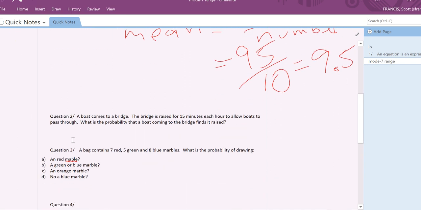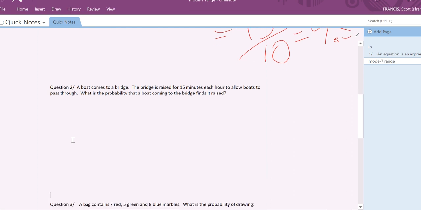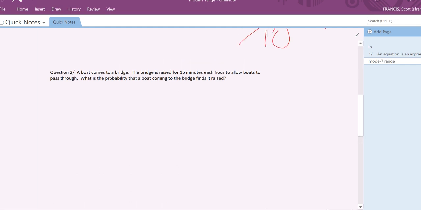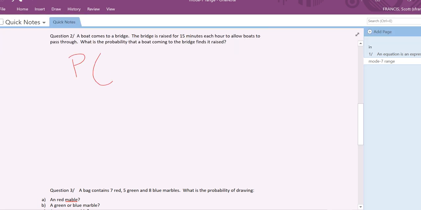Okay. Now this is an interesting one. A boat coming to a bridge that can be raised for the boat to go under. There's one of those up near Noosa in one of the canals. And let's say it's raised for 15 minutes each hour. What is the probability that a boat coming to the bridge will find it raised? So we know that our rule is the probability of an event equals the number of the event divided by the total.